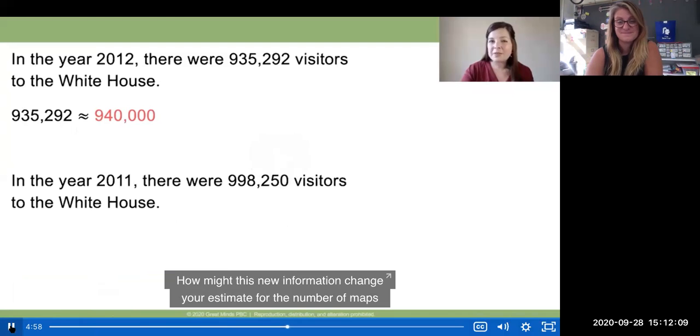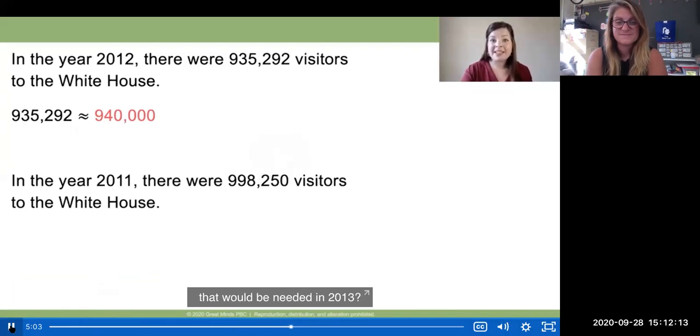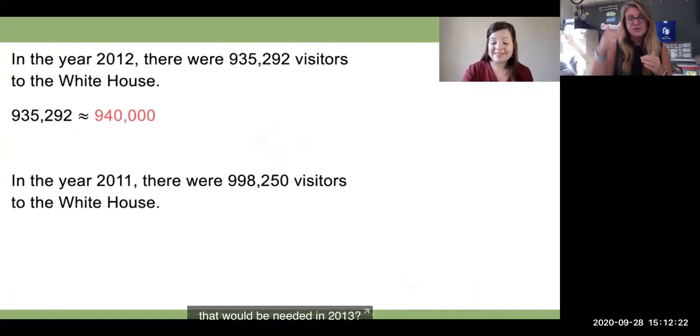How might this new information change your estimate for the number of maps that would be needed in 2013? So her question is, how are we using the fact that the number of visitors has decreased from the year 2011 to 2012, how can we use that to estimate our number for 2013? Do you think we're going to need more maps in 2013 or less maps in 2013 if the number of visitors is decreasing?